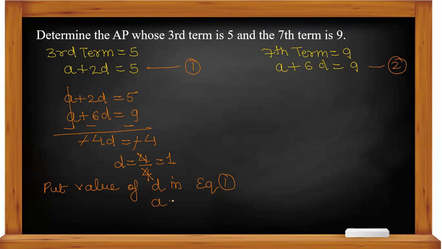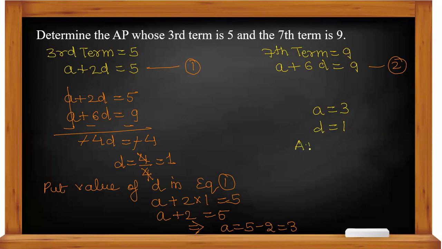So we get A plus 2 multiply 1 is equal to 5. A plus 2 is equal to 5. So what is A? A will be equal to 5 minus 2, that will be equal to 3. Now, we have got A is equal to 3 and D is equal to 1. So what is the AP? The AP will be 3, 3 plus 1 is 4, 4 plus 1 is 5, 5 plus 1 is 6, and so on. This is how we can find the AP.